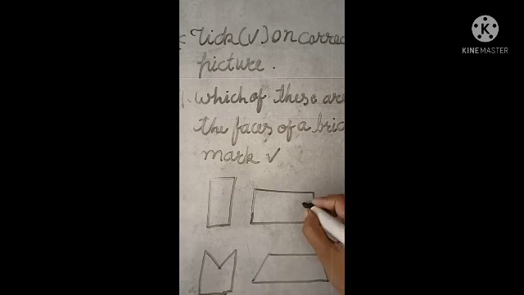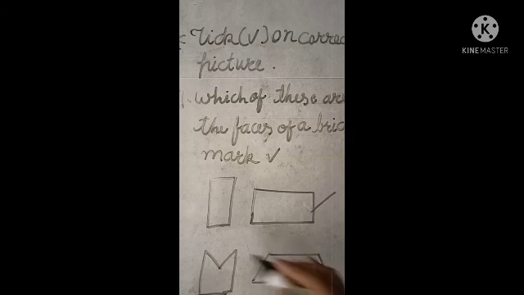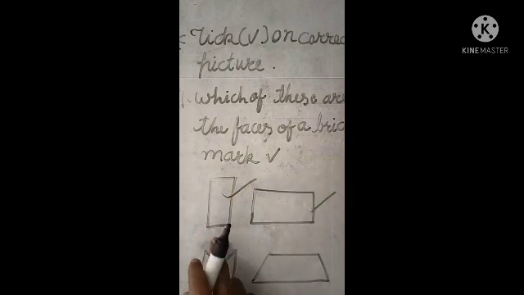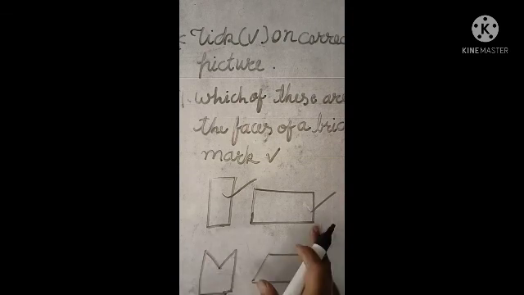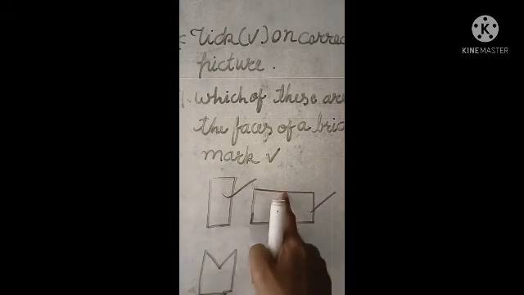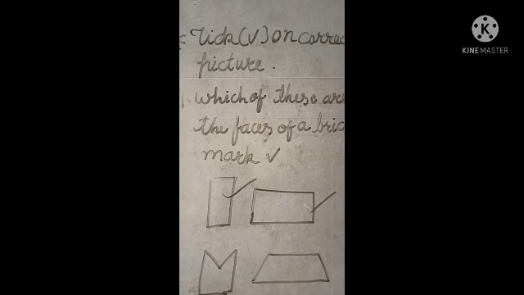So first, this one is the right answer, and second is this one. So these two are the correct faces of a brick. These two are not the faces of a brick. So the correct answer is this and this. So this is the first question.